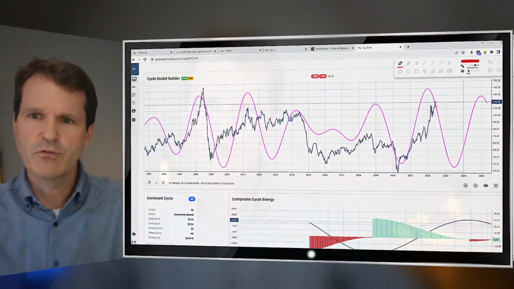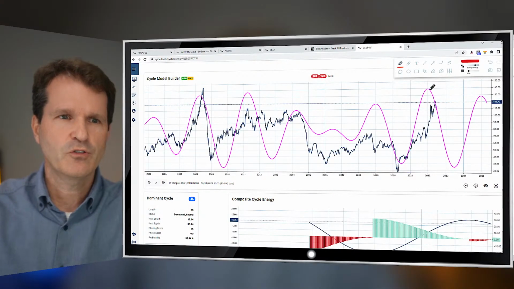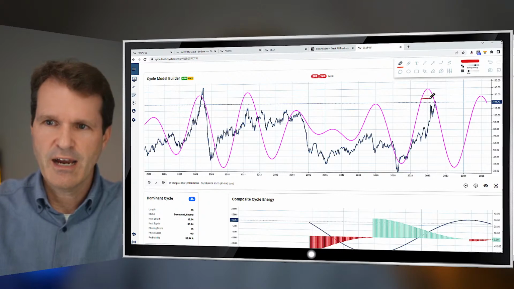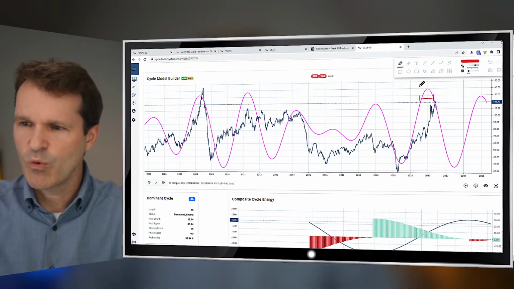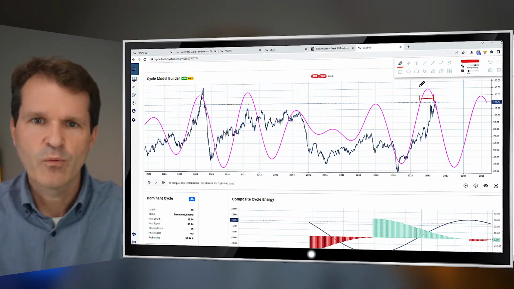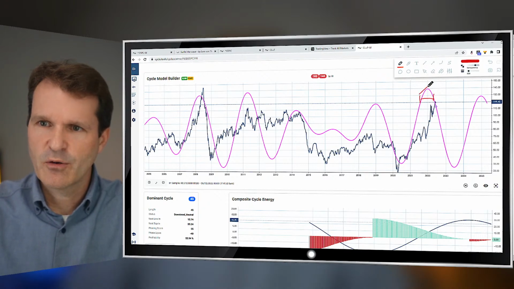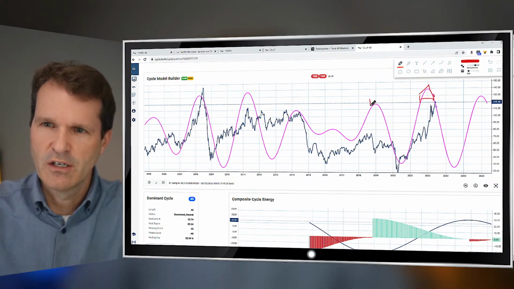So Christian asks, is the topping bottoming window of a cycle roughly 1/3 of its cycle length? Yes, at least it's the correct assumption. I don't know if it's 1/3, but what you're referring to, let's also put this onto the chart. So these areas here where the cycle turns, this is the window where the bottom or top could take place without any additional information. So therefore, you can exactly see this window here.